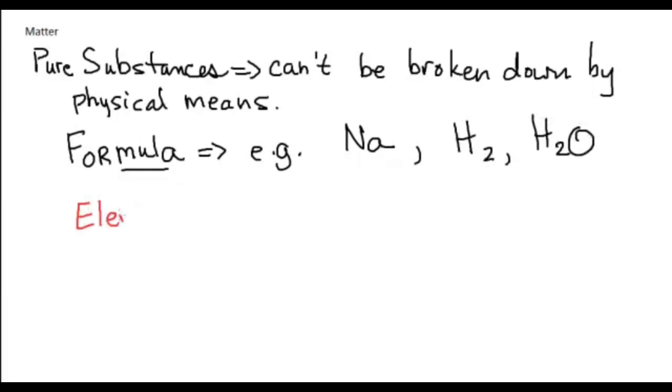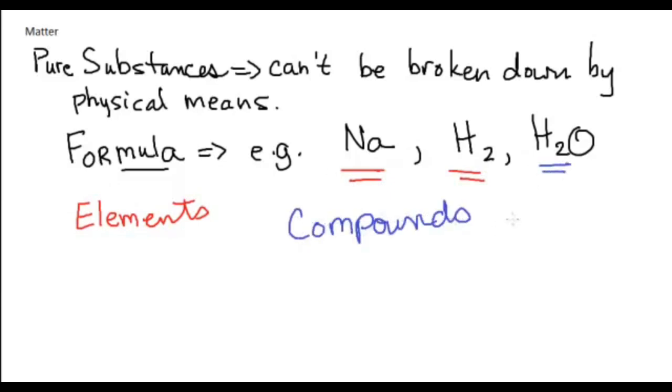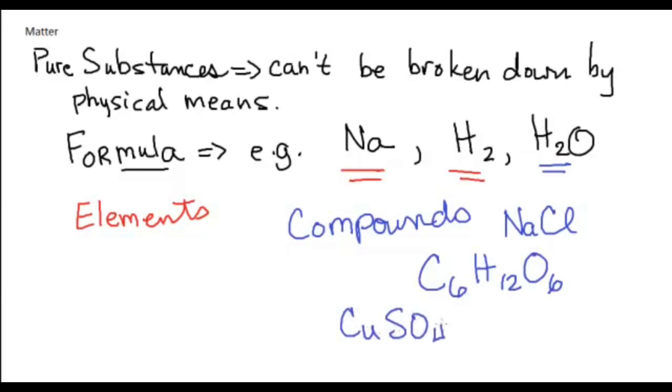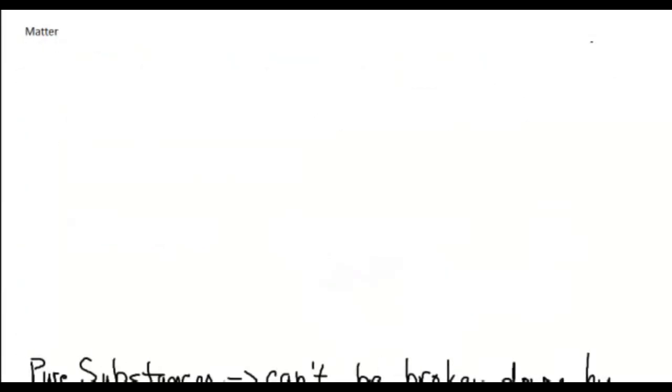As I look at the periodic table, I notice that elements consist of one thing from the periodic table, whereas compounds, all of these examples are compounds, are more than one thing from the periodic table. So that's the easiest way of thinking of the differences between elements and compounds.